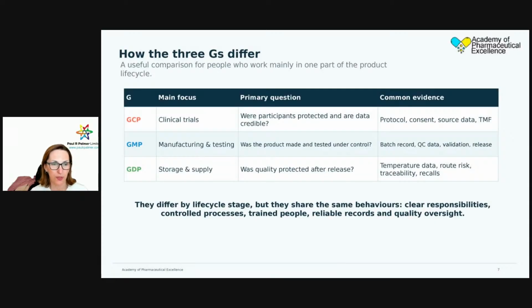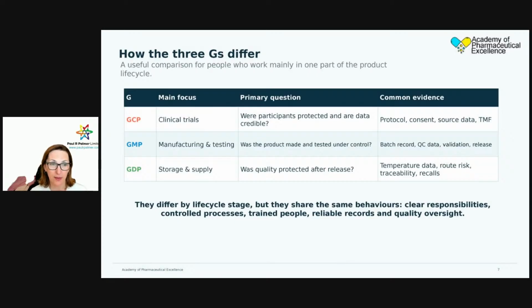At this point, it is worth asking yourselves which one of the areas touches my daily role most often. Is it GMP? Is it GDP, GCP, or is it all three? The reason I would ask this is that most of us have one home area, but we often depend on the other areas without even realizing it.